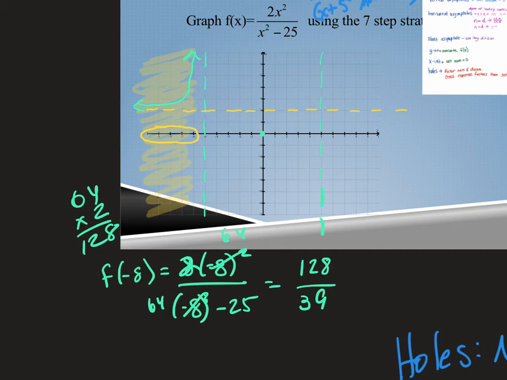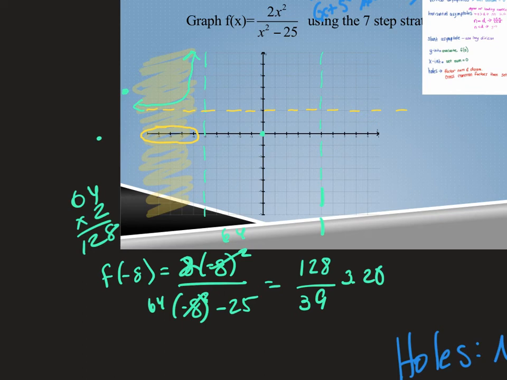Why is it above and not below? Because the value that I plugged in was negative 8. So I go over to negative 8, say it's here on the x-axis. 128 divided by 39 is more than 2. I don't know what. Use a calculator. What's 128 divided by 39? I got 3.28. Okay, thank you. So 3.28 would be somewhere up here, right?